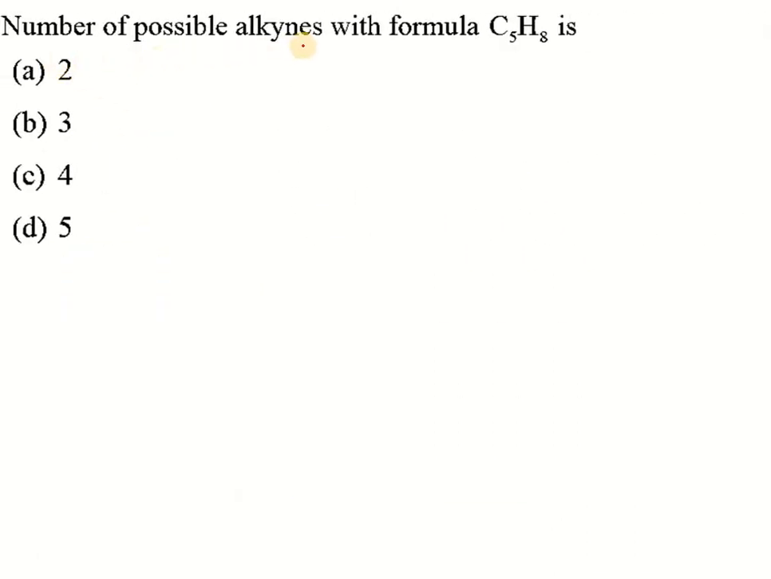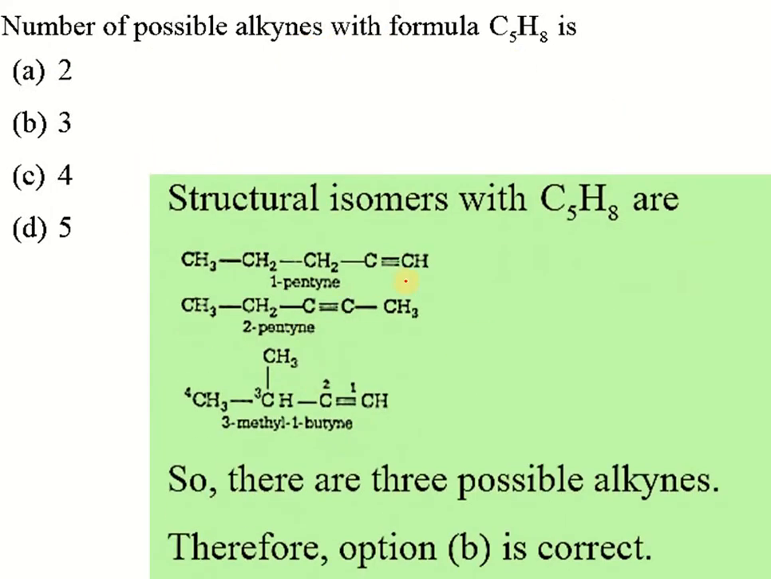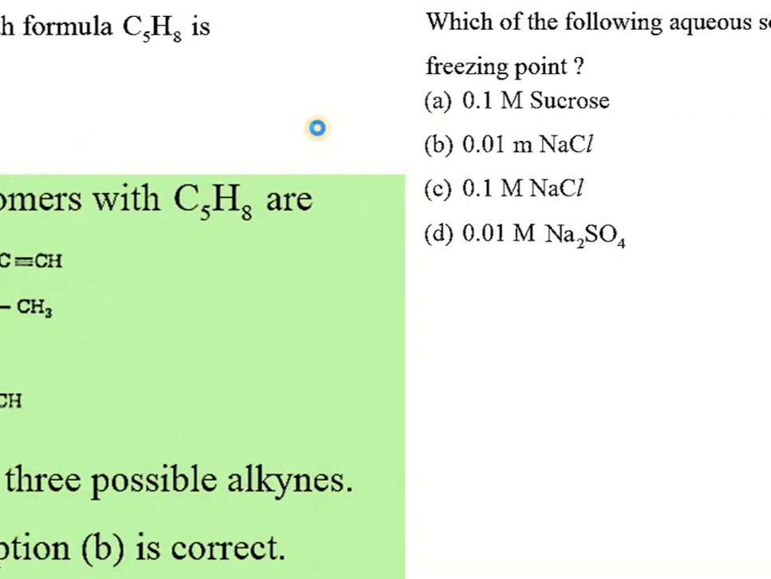Number of possible alkynes with formula C5H8: if you write the triple bond at the first carbon, the second carbon, and the branched carbon also, then there are 3 possible alkynes for the given formula C5H8. So option B is the right option for this question.